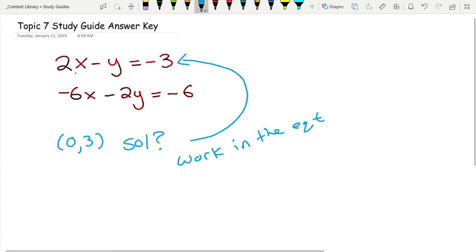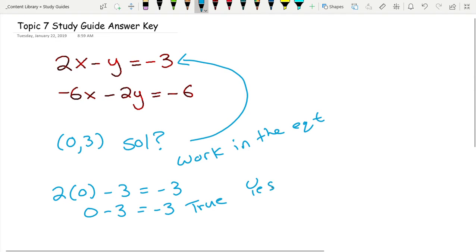So the x value is a 0. So I take their x, I turn it into a 0. The y value is a 3. So I take out their y, I put in a 3. And now I see if this is a true statement. 0 minus 3 equals negative 3. That's true. So yes, it is a solution.